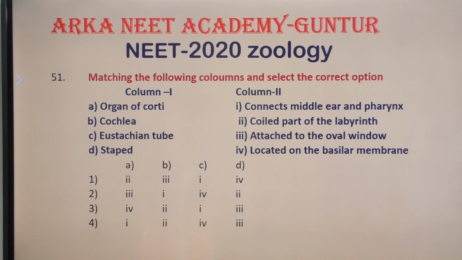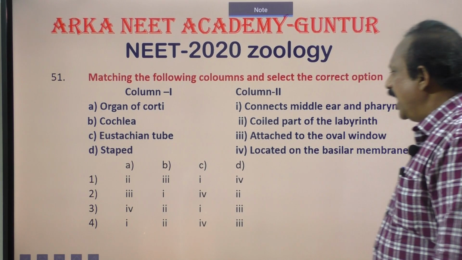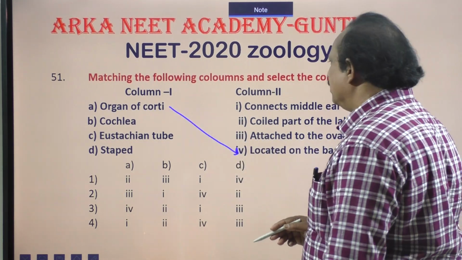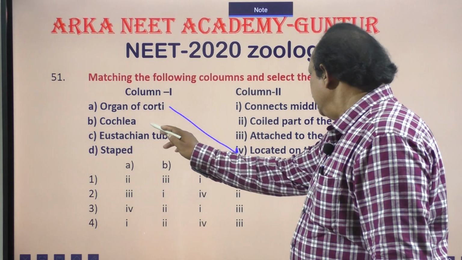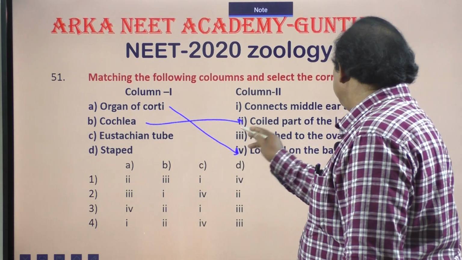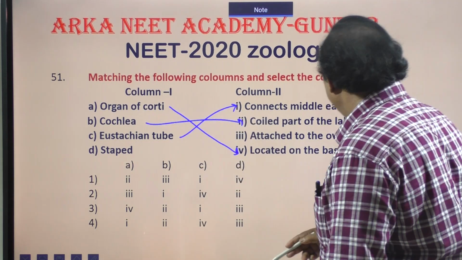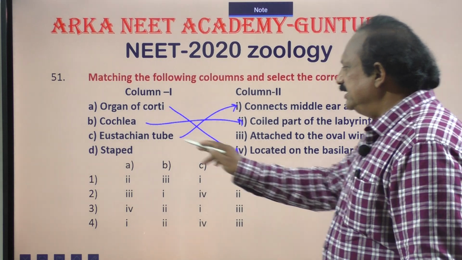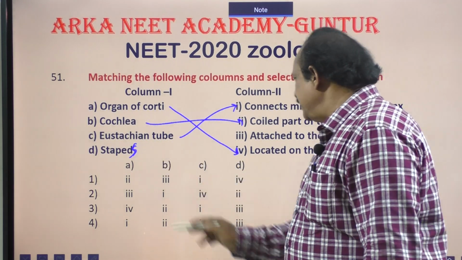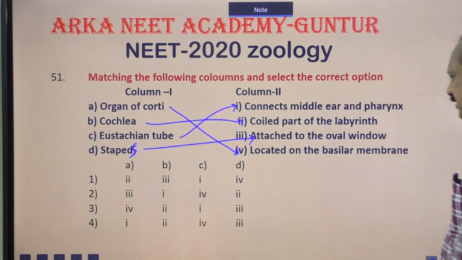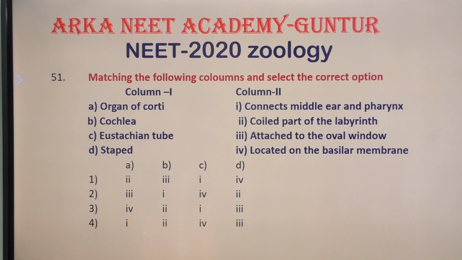Next, look at another one. Another matching is this one. Organ of Corti is located on the basilar membrane. Cochlea is a coiled part of the labyrinth. Eustachian tube is present in between the ear and the pharynx. Then this is the stapes. Stapes attaches to the oval window. And this is the correct matching. The key is the third option.